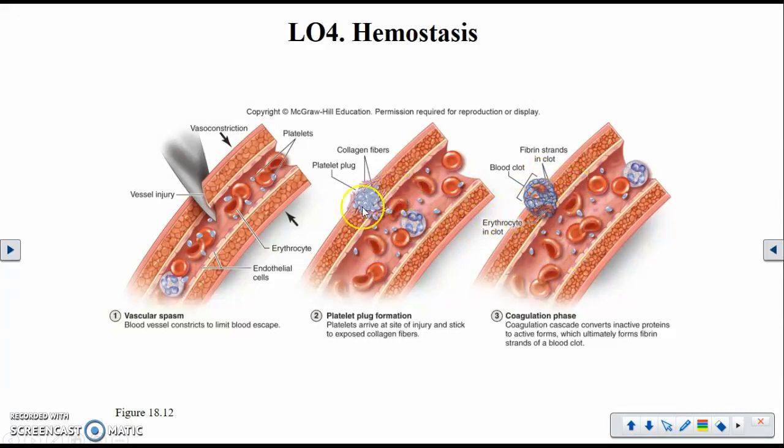FYI, folks, numbers 2 and 3 we're going to be talking about pretty soon. That's called the coagulation pathway. So again, vascular spasm, platelet plug formation, and coagulation phase. Both of these are part of the coagulation pathway, if you want to think about it. We're going to be talking about this pretty soon. It's going to be complicated, so you better hang on to your seats here.